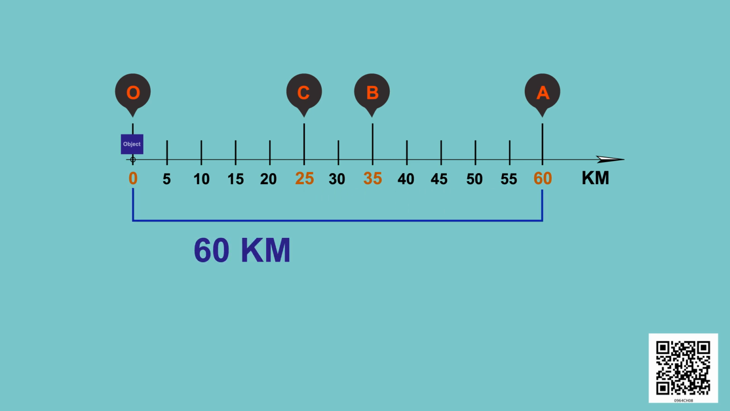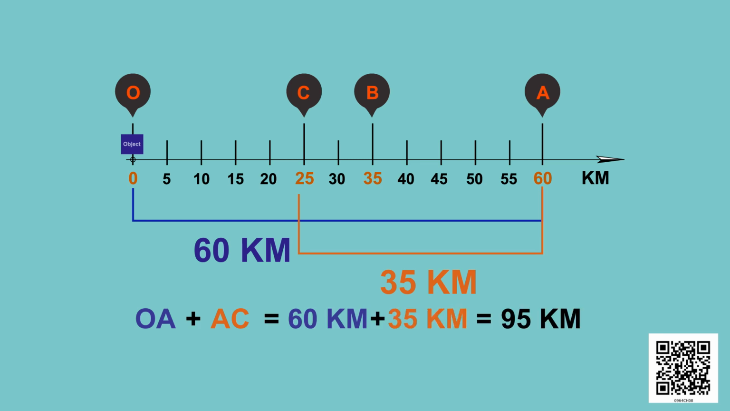O to A, you see this is 60 km. Then A to C, you see, it is 35 kilometers. So, OA is equal to 60 km. AC is equal to 35 km. That is, the total path length or distance covered by the object is equal to OA plus AC, which is 60 km plus 35 km, equal to 95 km. So, the distance covered by the object is 95 km.